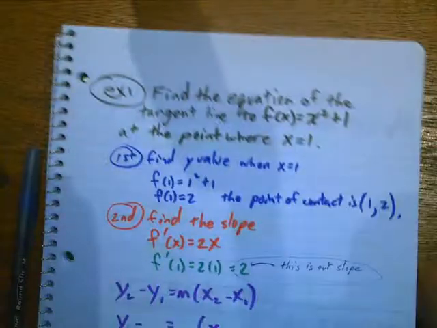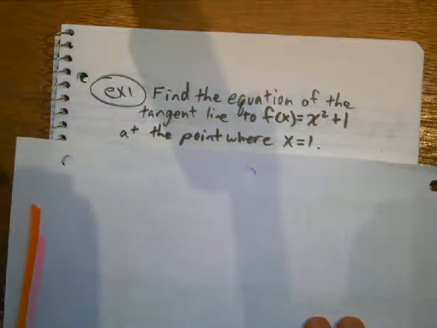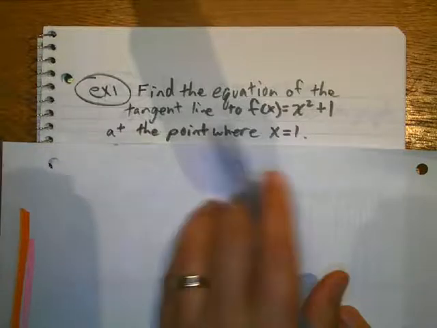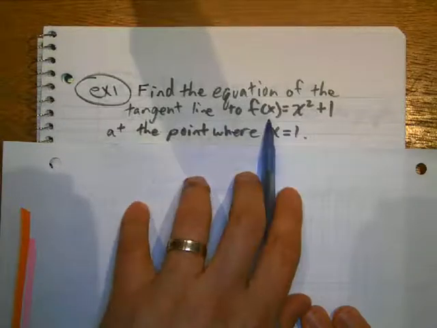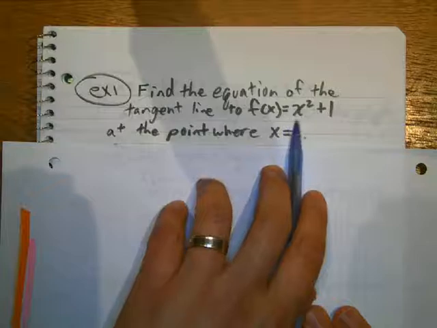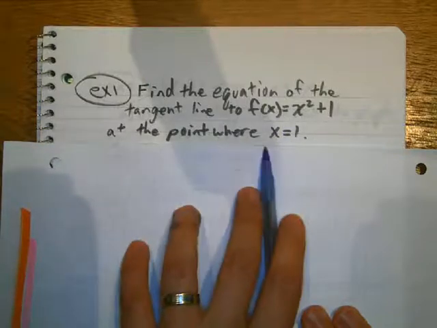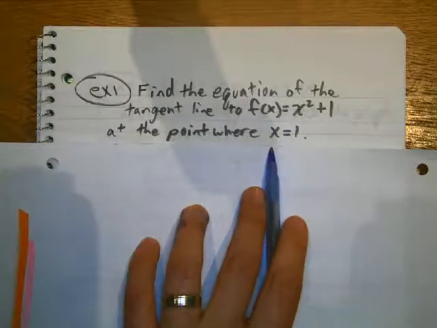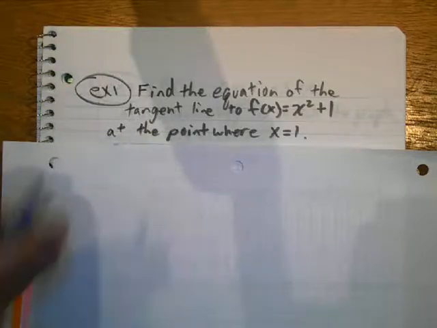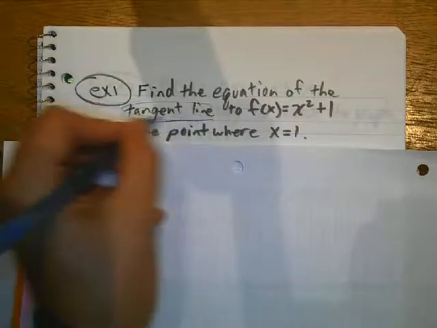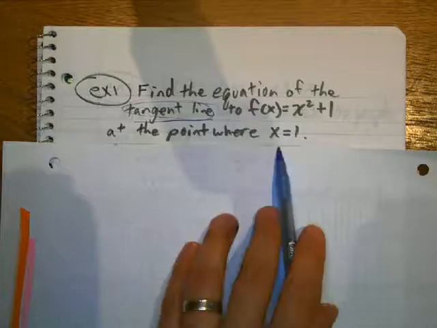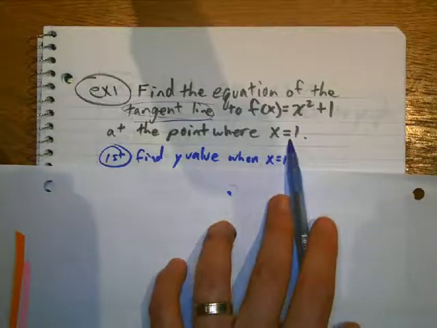Okay, so here's the first example that we're going to do. Find the equation of the tangent line to f of x equals x squared plus 1 at the point where x equals 1. Okay, so what are they saying here? We're trying to find a line, right? So first off, we're going to try to find the y value when x is 1.